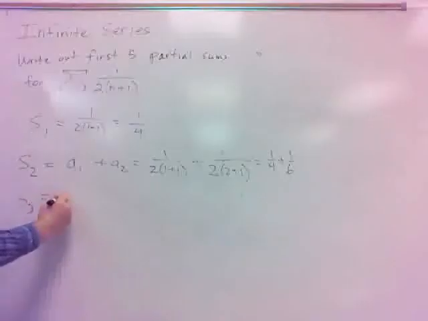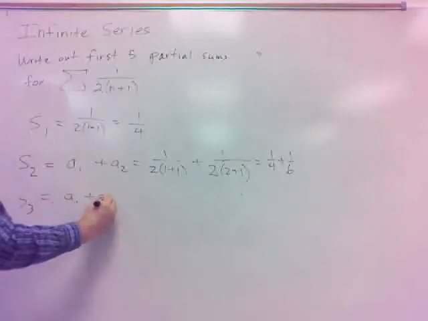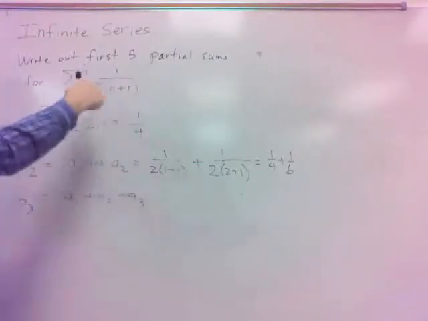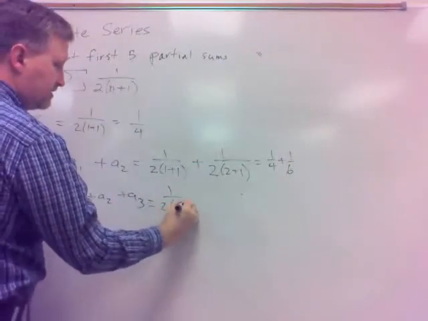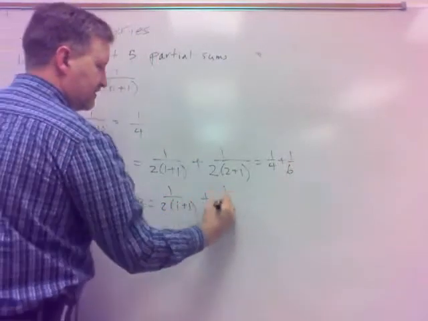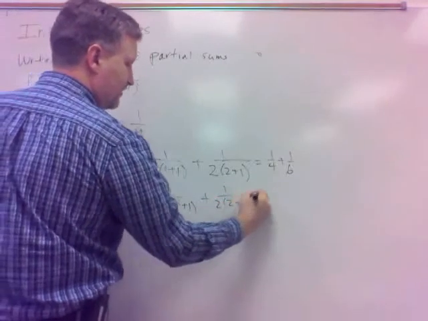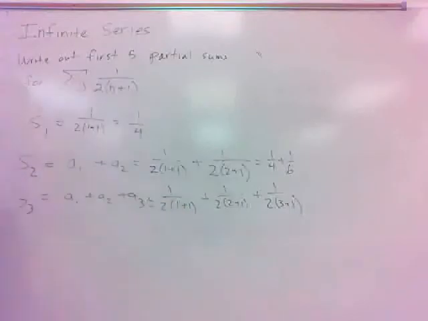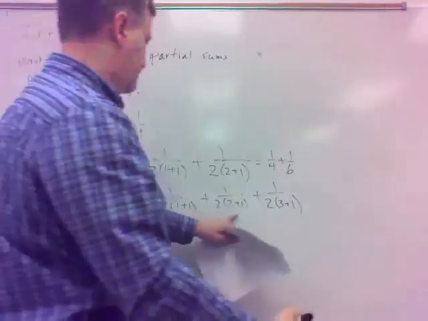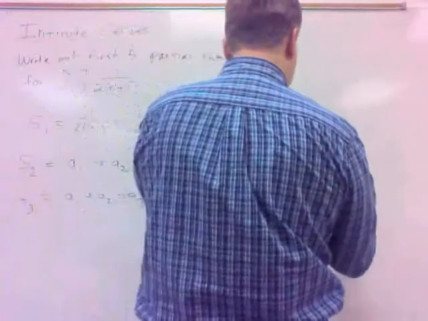S sub 3, then, would be the first 3 terms, A1, A2, A3. So I'm just going to plug in n equals 1, n equals 2, and n equals 3. That's just going to get me the same thing, except I'm going to add one more term: 1 over 2 times 3 plus 1. So the idea is each time we're just adding an extra term, right? So that would be what? 1/4, 1/6, 1/8.